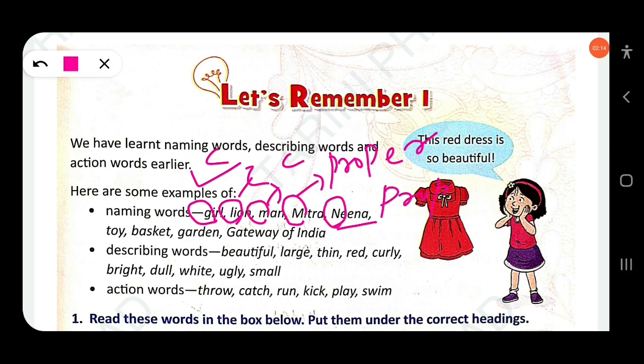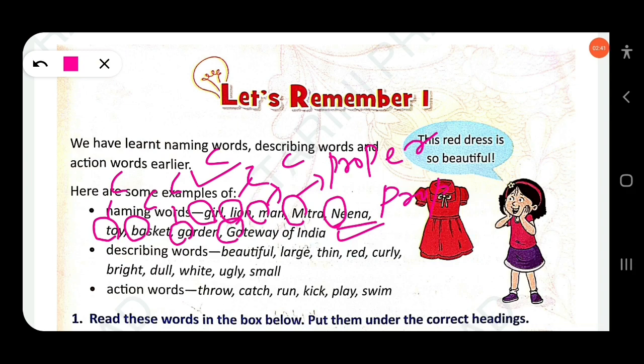Clear? Similarly toy, toy is written in small letter, this is a common noun. Okay, here basket, B is written in small letter, this is a common noun. Here G is written in small letter, this is also a common noun. And Gateway of India, this is a proper noun. Okay, here this starts with a capital letter G. Clear? Then here next describing words.